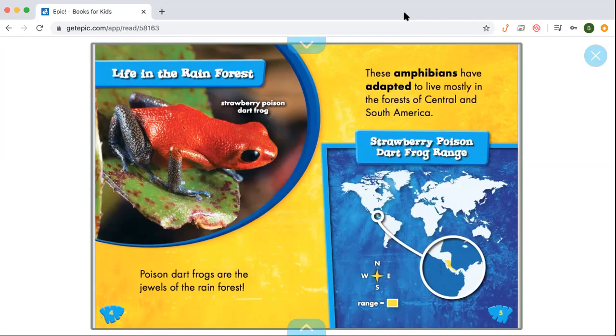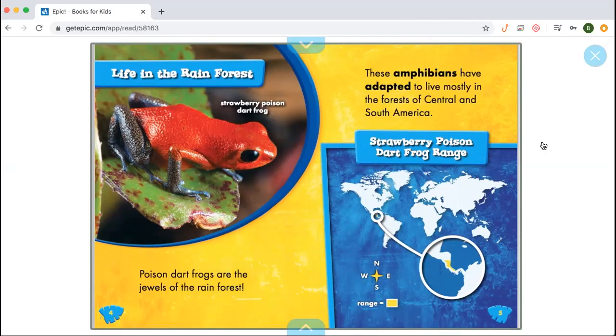The red frog is a strawberry poison dart frog. Poison dart frogs are the jewels of the rainforest. These amphibians have adapted to live mostly in the forests of Central and South America. So the map shows you where they live. And it shows you that if you look in the yellow part on the map, that's where the poison dart frog can live.